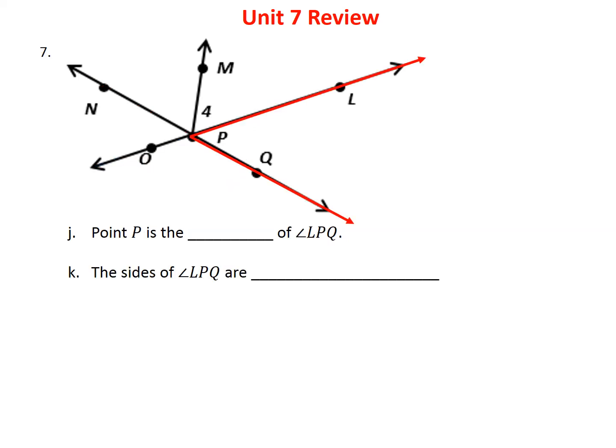Looking at the diagram, there's the angle LPQ, and they want to know what is point P. Well, point P is called the vertex of the angle. An angle is formed, on the other hand, by sides that are rays. So notice each of them starts at P and goes out infinitely in one direction. So the sides of angle LPQ are called rays.